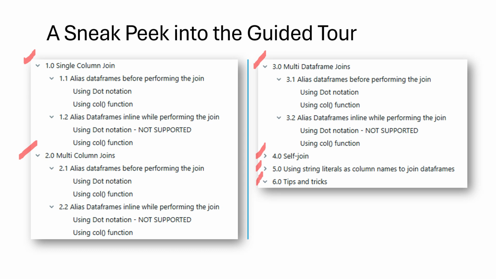For each scenario, there are two categories of examples. One category of examples are based on aliasing data frames before performing the join, and another category of examples based on aliasing the data frames inline while performing the joins. And under each category of examples, you would see two examples. One example using dot notation to access the columns, and another example using column function to access the columns.